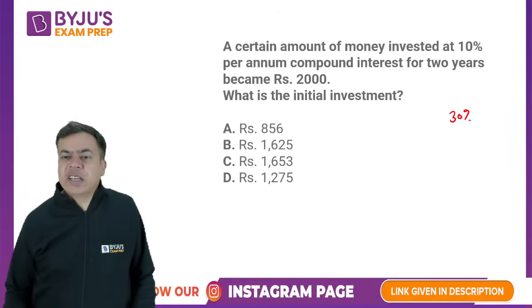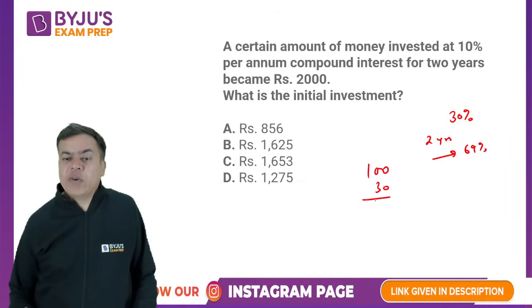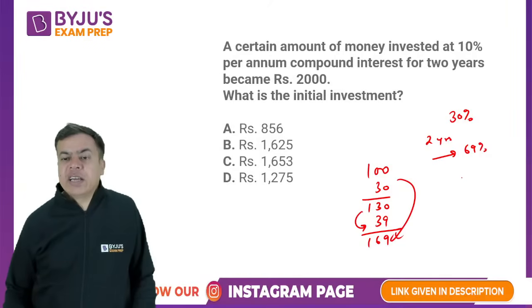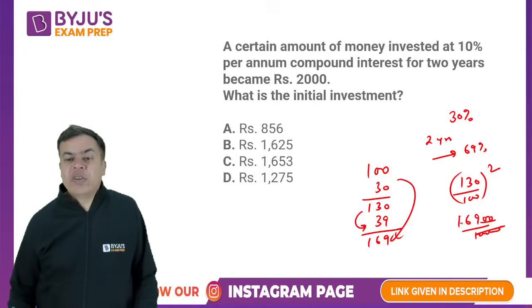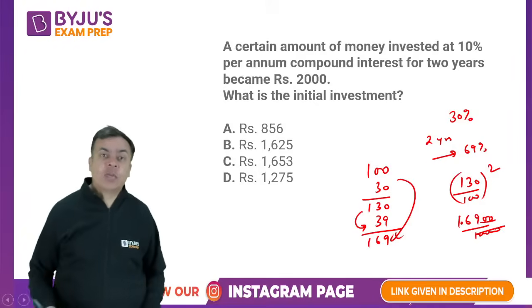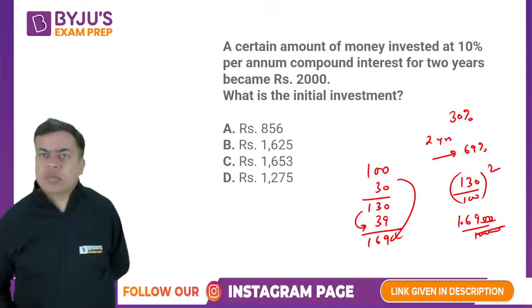You were talking about 30%, 2 years, then you will get 69% total interest, right? Just see that 100 will become 130, and 30% of 130 would be 39, and the total will become 169, which you can write as 130%, that is 1.3 square, that will become 16900 by 100, or it will become 1.69, which is 69% more.